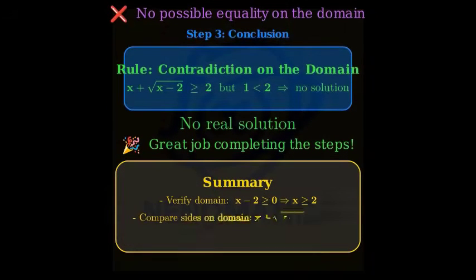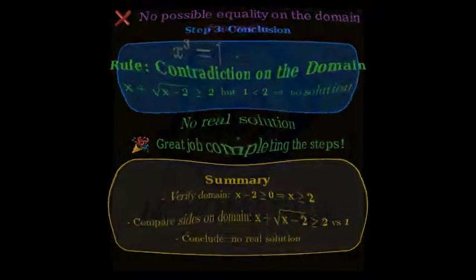Let us summarize what we learned. We verified the domain first, compared magnitudes next, and concluded by contradiction that the equation has no real solution.